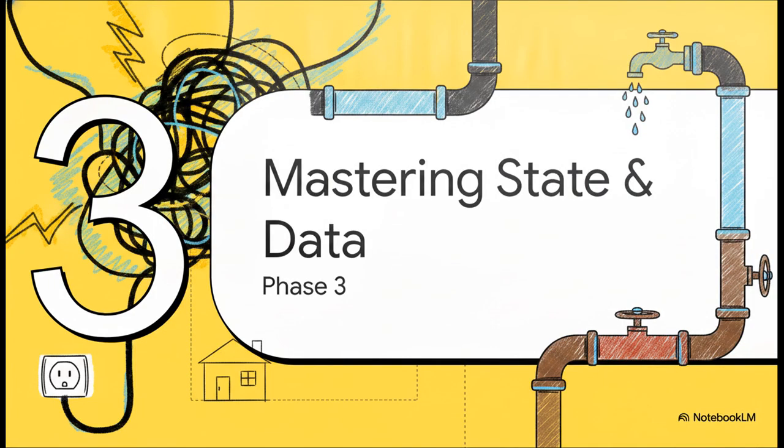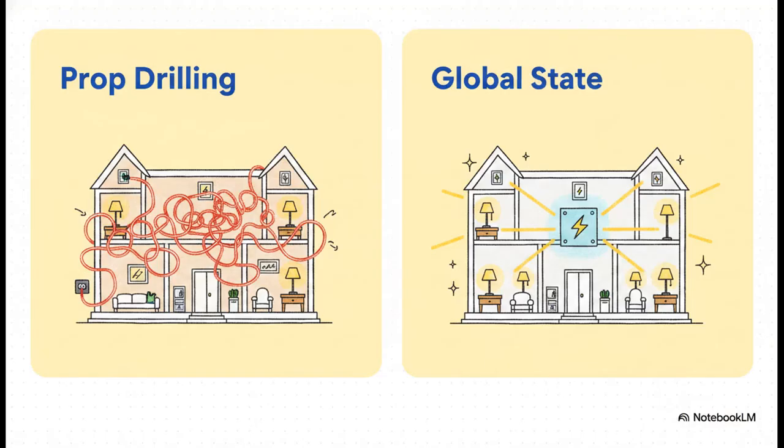All right, on to Phase 3. Mastering state and data. Now it's time to install the electrical wiring. As your house grows from a tiny little cabin into a massive mansion, you'll inevitably encounter prop drilling. This is basically like trying to run an extension cord through 5 different rooms just to plug in a single lamp. It's messy and it's super inefficient. That is exactly why global state management tools were invented. Instead of passing props down endlessly, you use tools like the native Context API or external libraries like Redux Toolkit, Zustand, or Jotai.